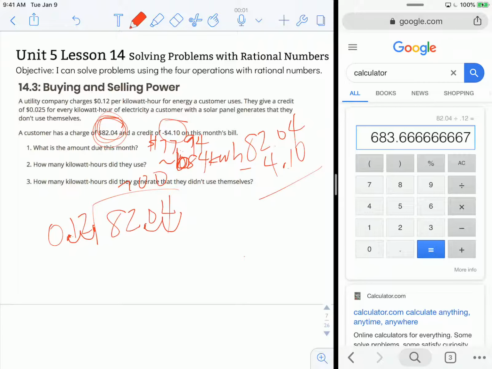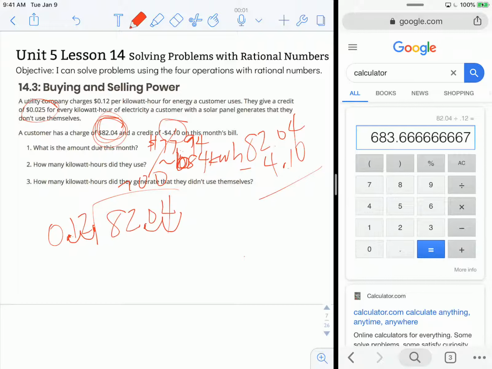Question number 3 says, how many kilowatt hours did they generate that they didn't use themselves? Well, that's connected to our credit of $4.10. If you remember back in the prompt, it says they got 2.5 cents for every kilowatt hour of electricity that they generated that they didn't use in their home. So I again want to get an estimate in my mind. So 2.5 cents is about 3 cents, and there's 33 groups of 3 cents in $1. So $4 would be about 4 groups of 30 or 120 kilowatt hours of energy that they generated that they received credit for because they didn't consume it and they sent it back to the grid.